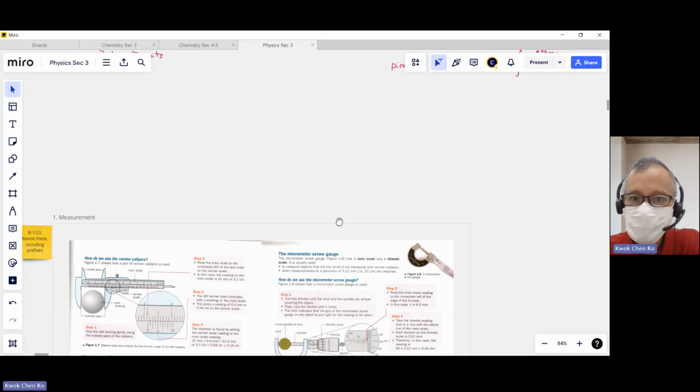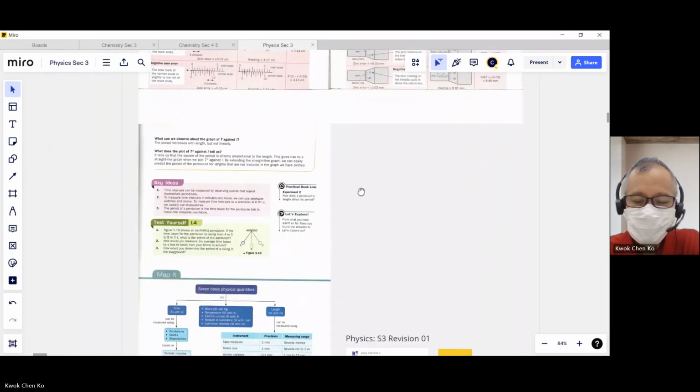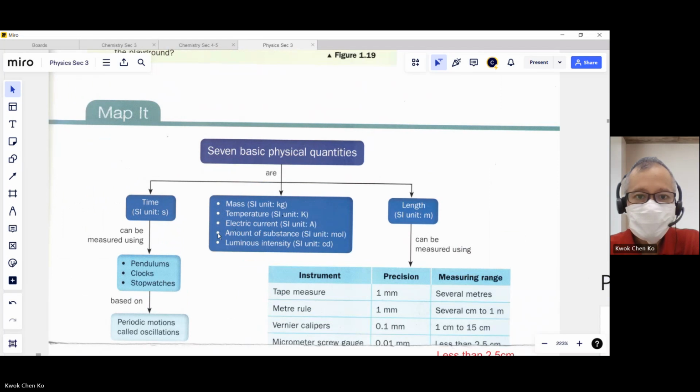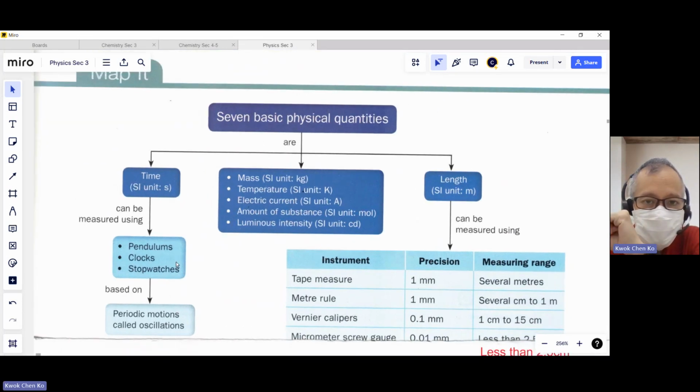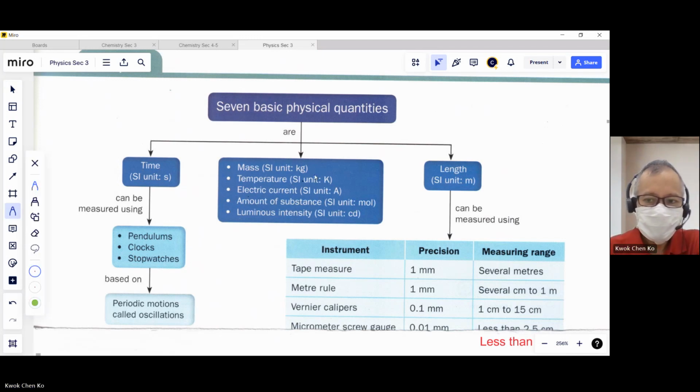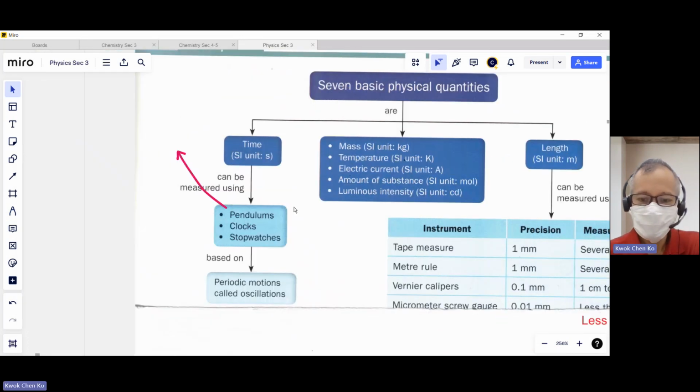Okay, let's just go through a few other concepts. Again, we also want to look at the apparatus to measure some of these quantities. All right, so for time, stopwatch. I think that would be obvious. Clocks, maybe. Pendulums, maybe. Now, I want you to be sure what is a pendulum. You need to know because this has a habit of coming out in the assessment.